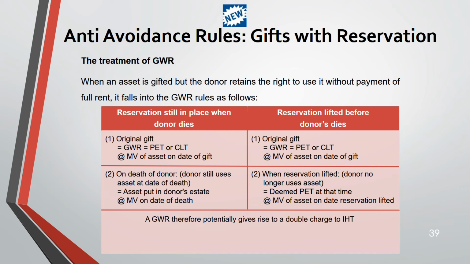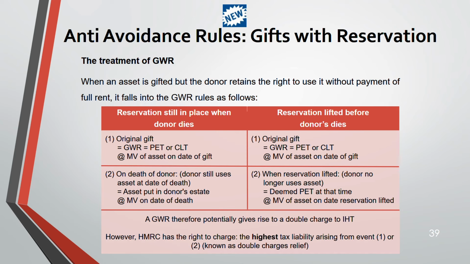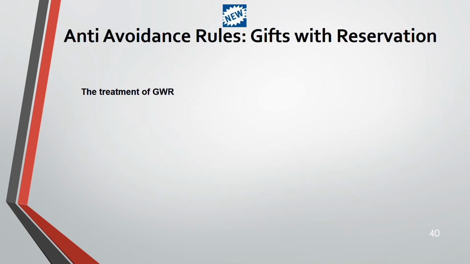Then, for both, there is a gift with reservation, potential giver. So a gift with reservation gives rise to a double charge to IHT. Therefore, HMRC has the right to charge the highest tax liability arising from event 1 or 2. We'll see which is giving the highest. Is it event 1 or 2? Known as double charges relief. Now, how do you treat?